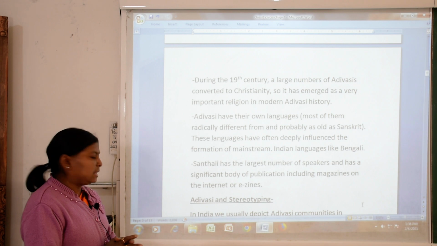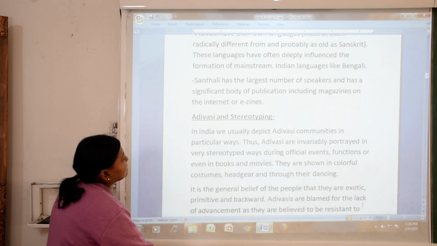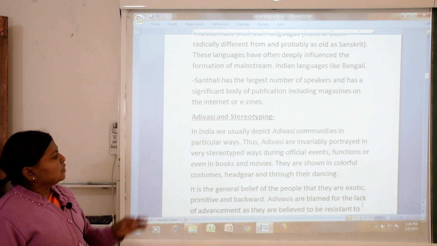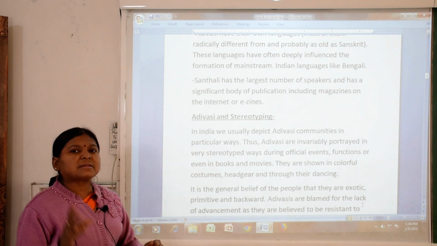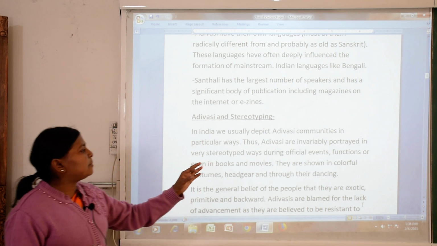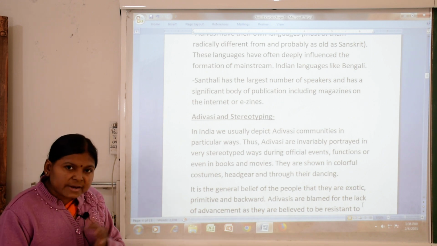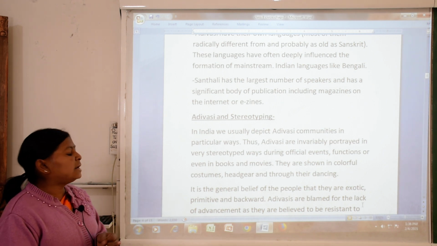Adivasis and stereotyping. What does it mean? In India, we usually depict Adivasi communities in particular ways. They are invariably portrayed in very stereotyped ways during official events, functions, or even in books and movies.